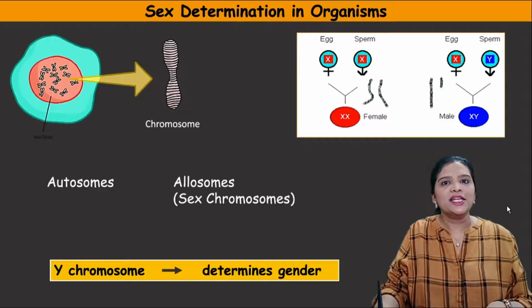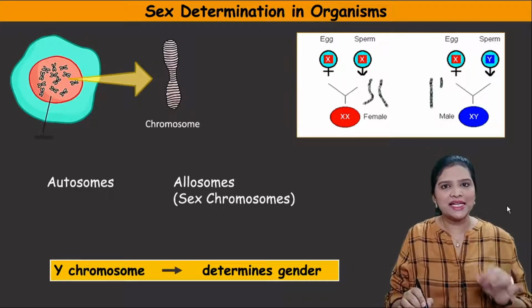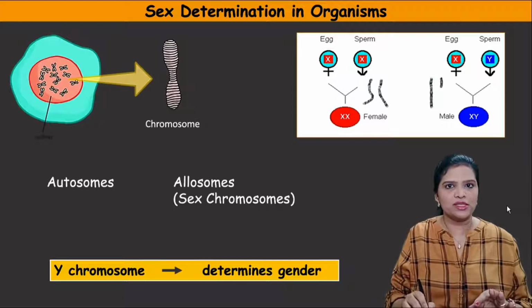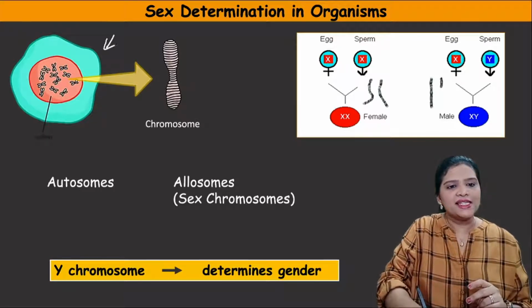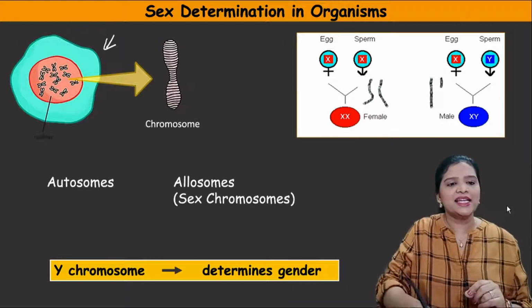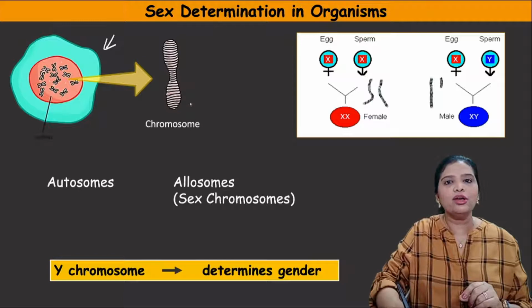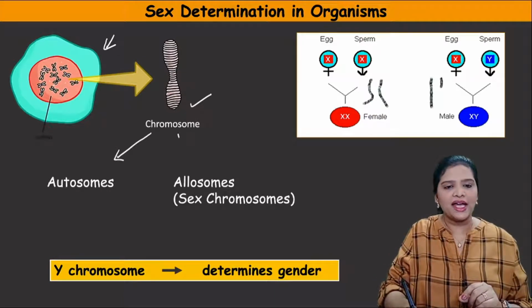Normally we know that in mammals, the sex is determined by a type of chromosomes called sex chromosomes. Suppose this is a cell. In this cell, inside the nucleus, we could see these small structures called chromosomes. The chromosomes are of two types, autosomes and allosomes.